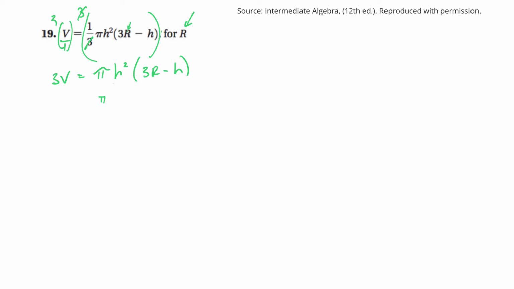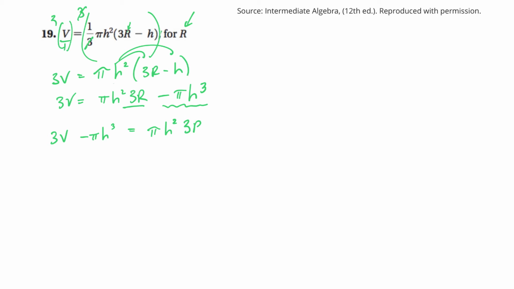So I'm going to multiply pi h squared times 3r, and then minus pi h squared times h. That would be, instead of pi h squared, it would be pi h cubed. Is that right? Yeah, because I multiply this by both things. Okay, is equal to 3v. I'm wanting to solve for r, so first thing I'll do is get rid of this term here. So 3v minus pi h cubed is equal to pi h squared times 3r.